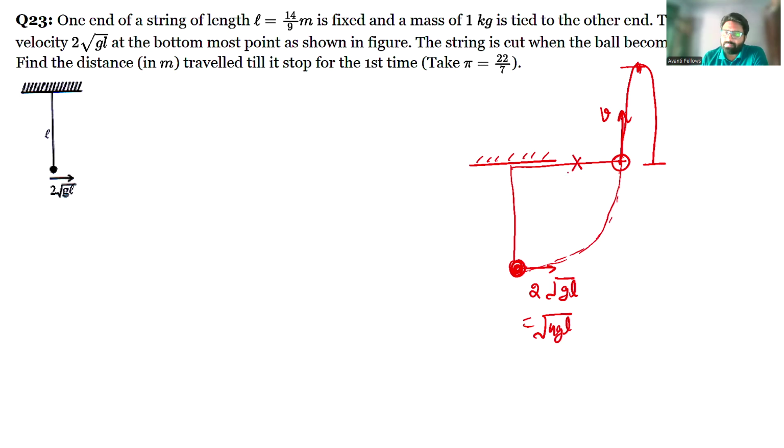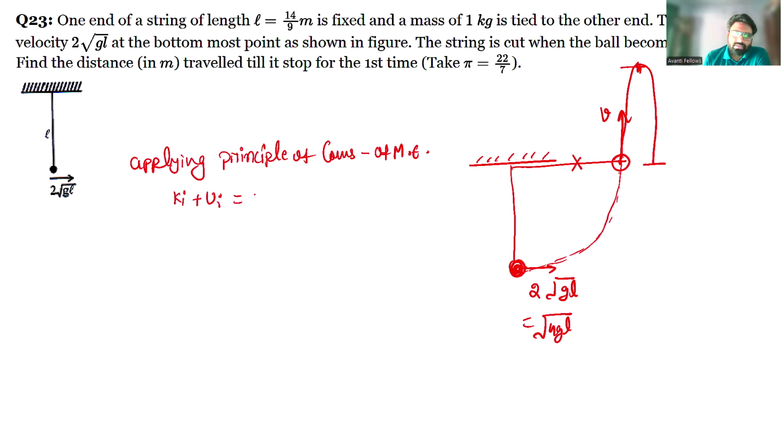Now, if you apply the conservation principle of energy, the principle of conservation of mechanical energy, we can say kinetic energy initial, potential energy initial, kinetic energy final, potential energy final. Initial kinetic energy is 1 by 2 mv square, and v is given to you, which is 4gl. If you square root this, initial potential energy is 0 because we are considering the reference level here.